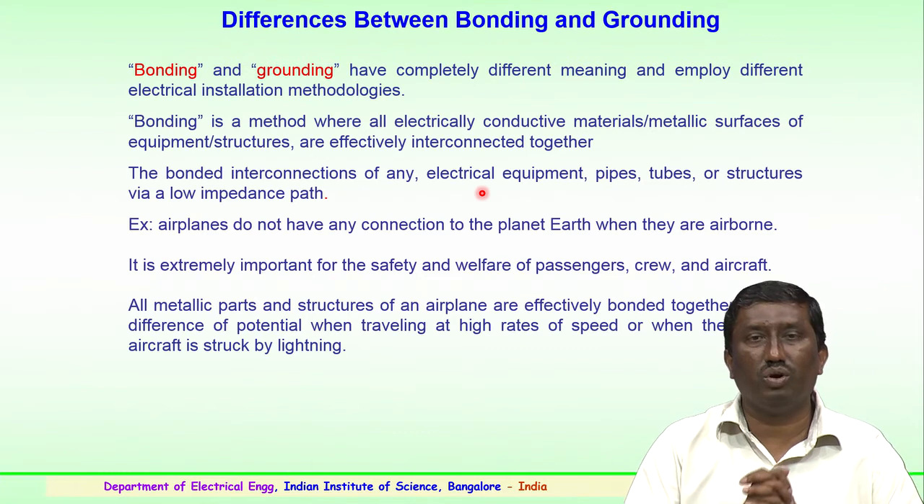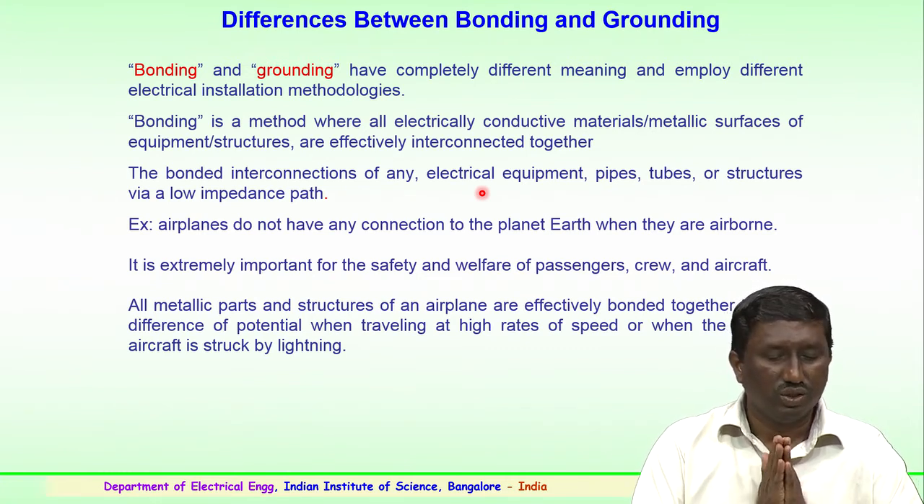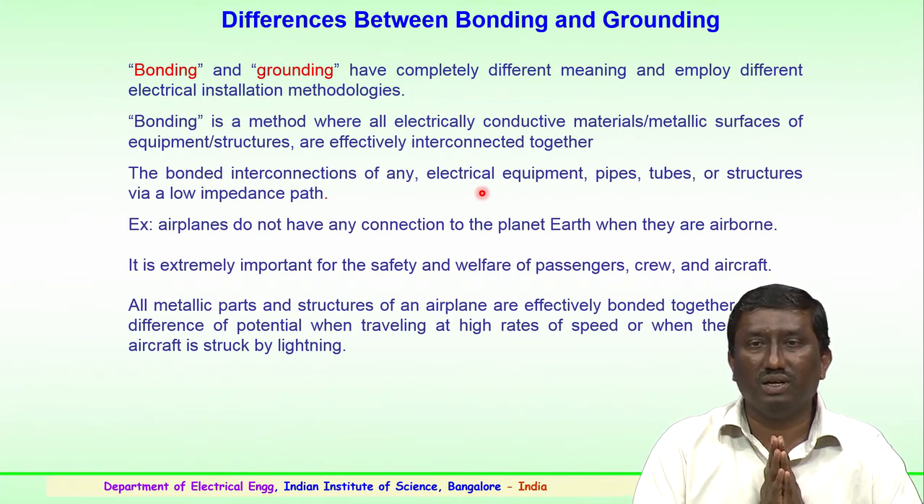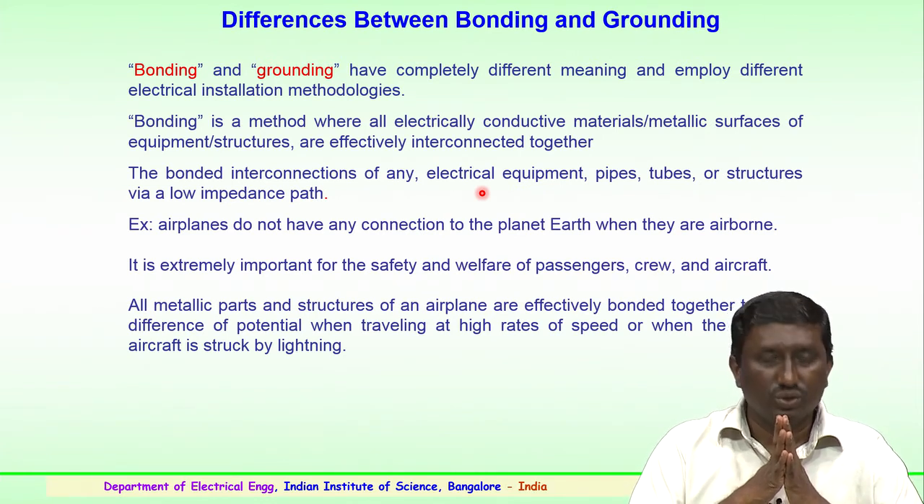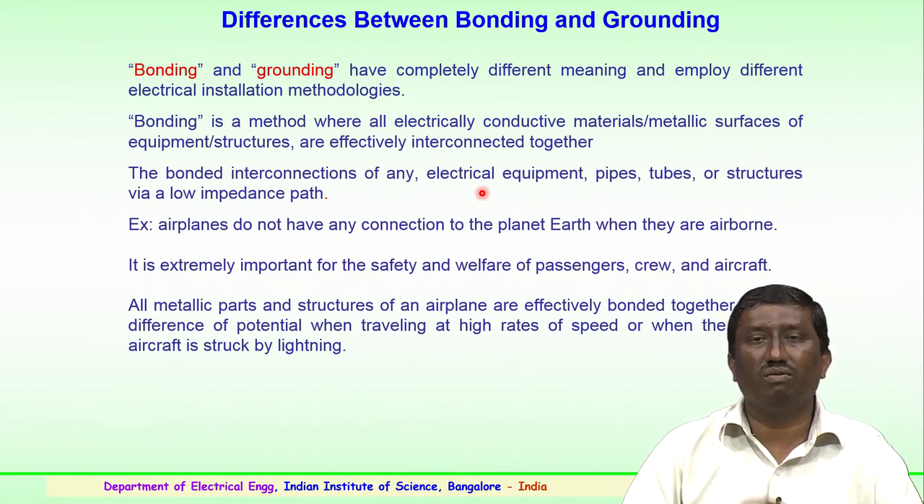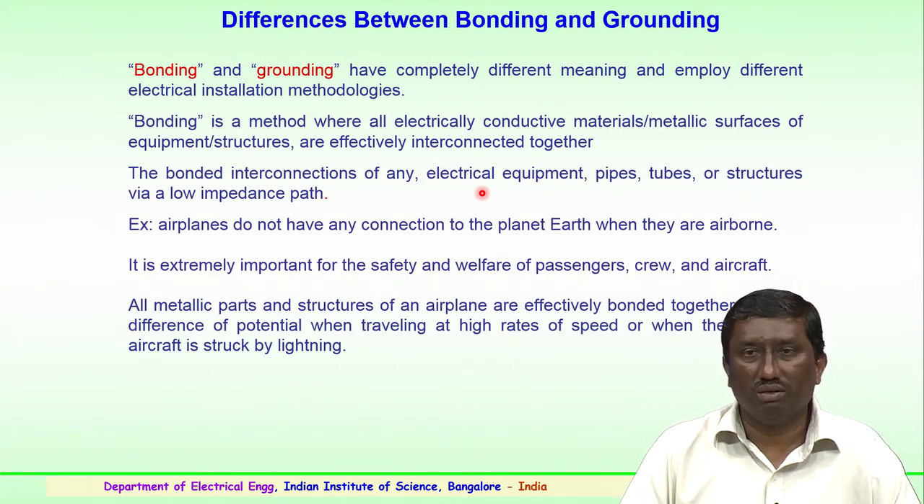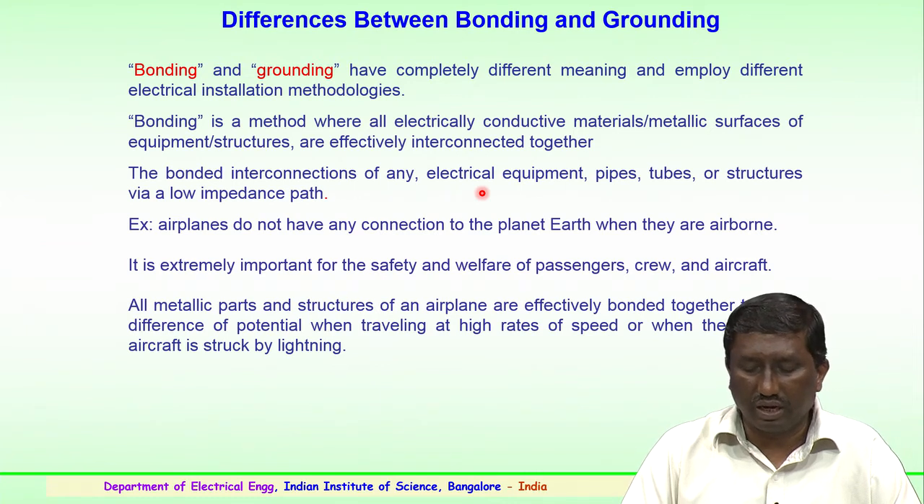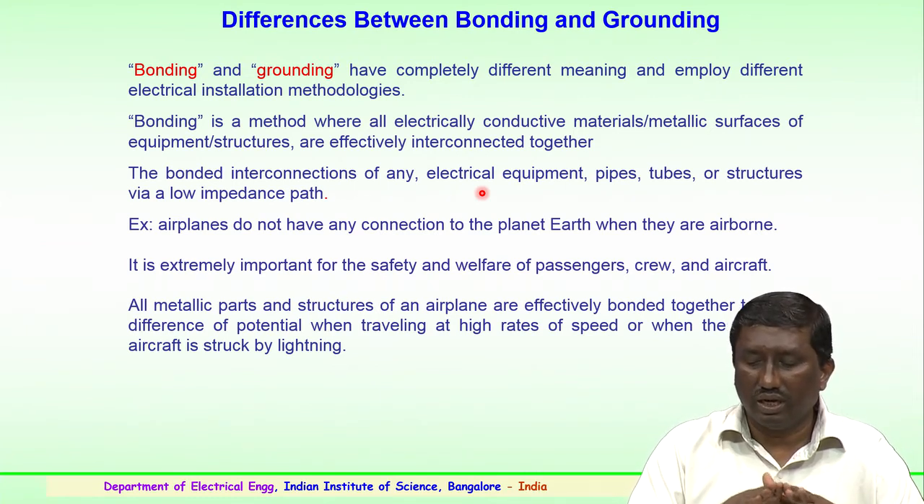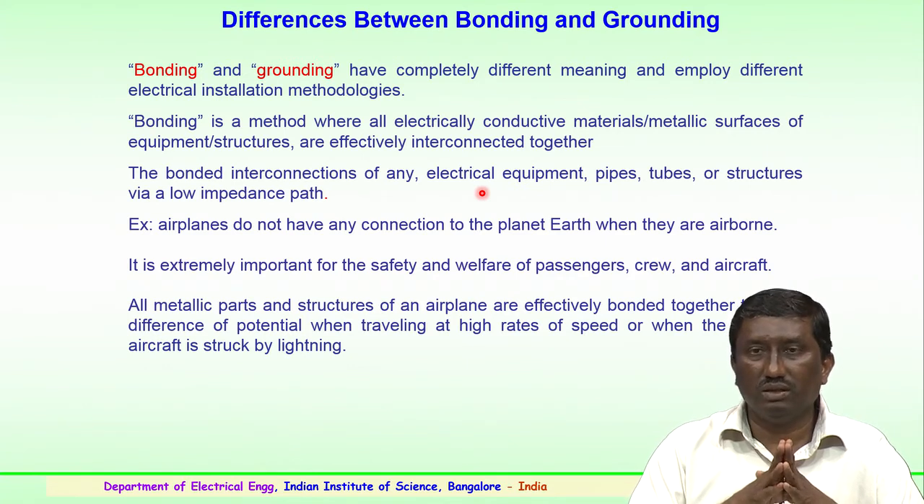An example of bonding could be seen in aeroplanes. Aeroplanes do not have any connection to the planet Earth when they are airborne. When the aircraft is airborne, there is no direct ground connection between the aircraft and the Earth. So it is extremely important for the safety and welfare of the passengers, crew, and the electronic components in the aircraft. Here all metallic parts and structures of the airplane are effectively bonded, that is jointed together, to avoid difference of potential.